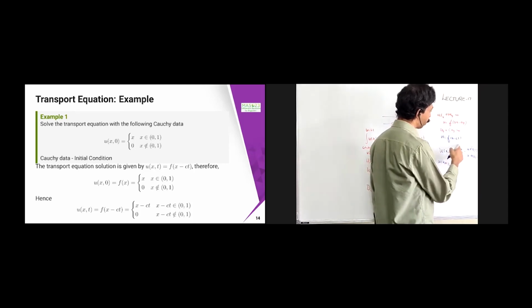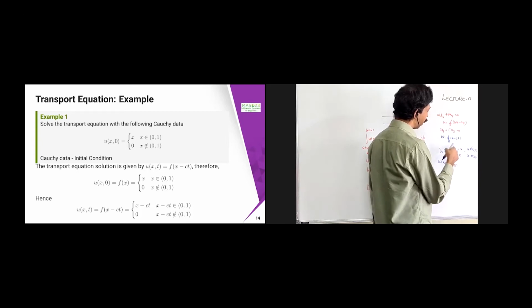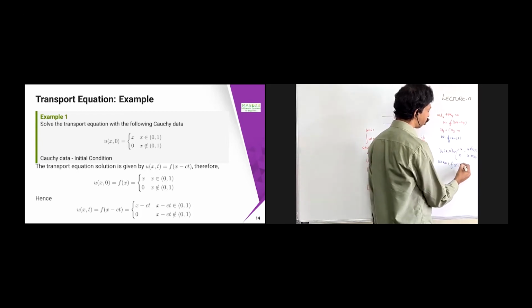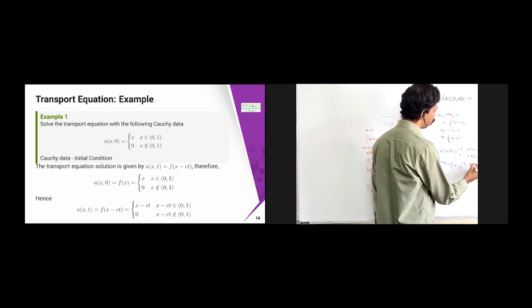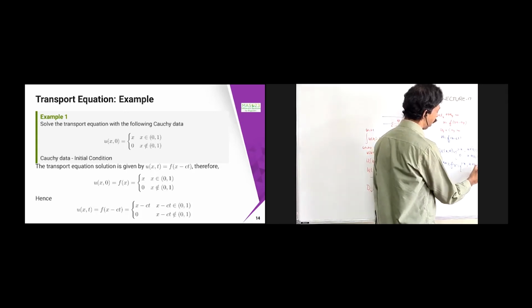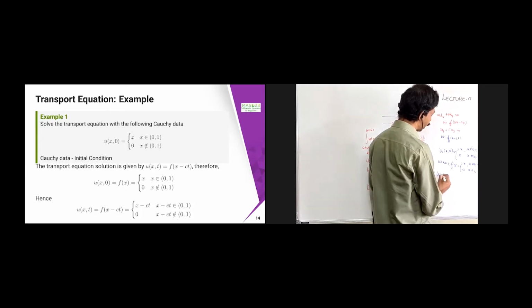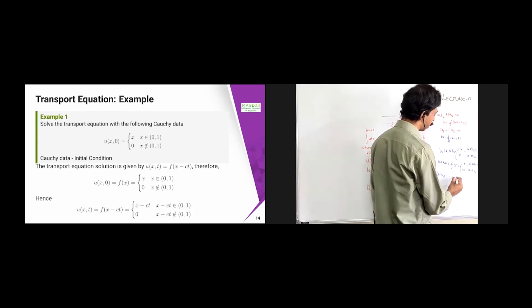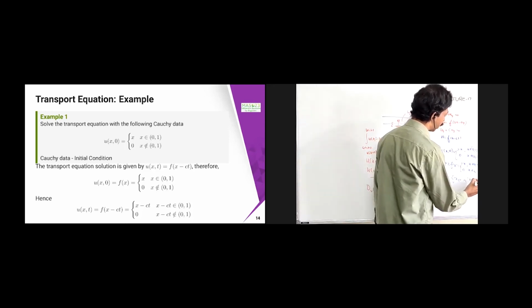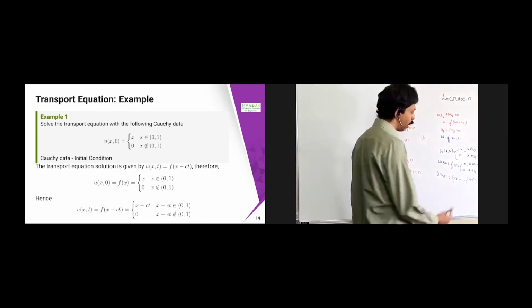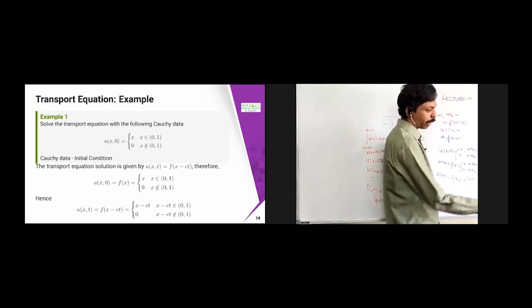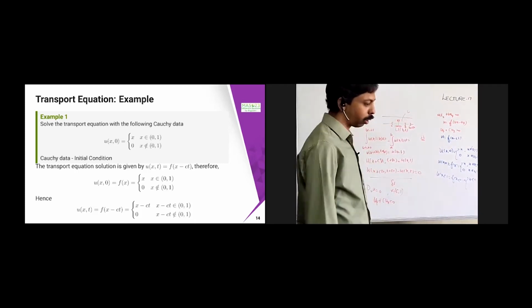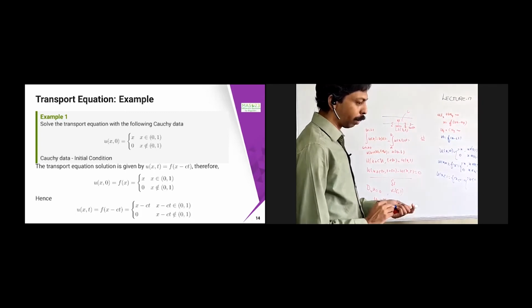Here t is 0, therefore it is going to become f of x, which is x if x belongs to (0, 1), and 0 if x does not belong to (0, 1). Therefore u of x comma t is going to become f of x minus ct. So you can put this as x minus ct if x minus ct belongs to (0, 1), and 0 if x minus ct does not belong to (0, 1). So that is going to be your solution for this problem.